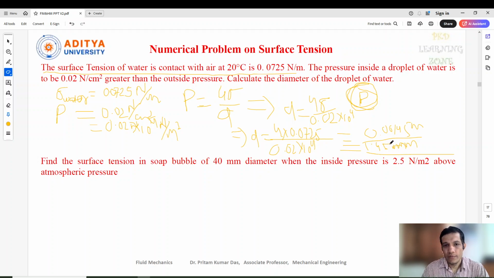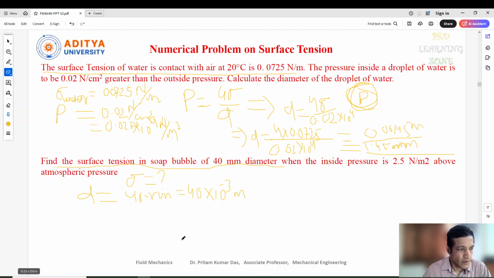Now this is one question. Another question I have taken here: find the surface tension of a soap bubble of 40 mm diameter. So here we need to calculate the surface tension of the soap bubble. The diameter is already given, whereas previously we had to calculate the diameter. Here the diameter is 40 mm, which we can write as 40 into 10 to the power minus 3 meter. The inside pressure P is given as 2.5 Newton per meter square.